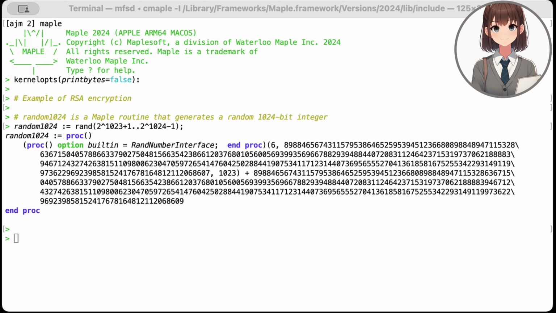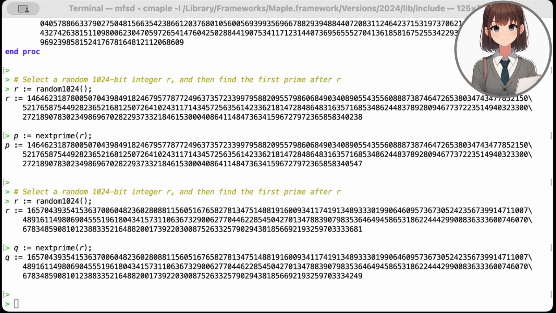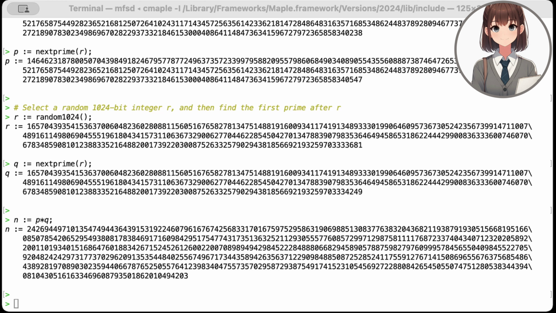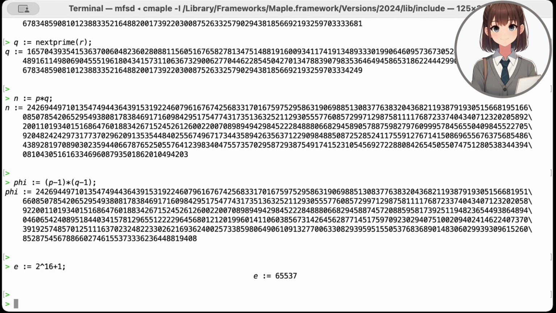We'll first generate an RSA public-private key pair. R is a randomly selected 1024-bit integer, and P is the first prime after it. We'll then randomly select another 1024-bit integer and set Q to be the first prime after it. N is the 2048-bit product of P and Q. Phi is P minus 1 times Q minus 1. We'll select the encryption exponent E to be 2 to the power 16 plus 1. This encryption exponent is commonly used in practice.